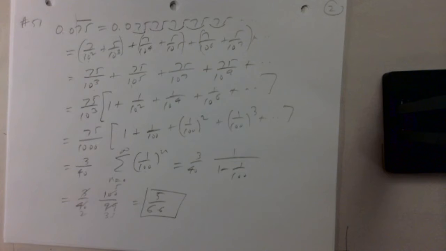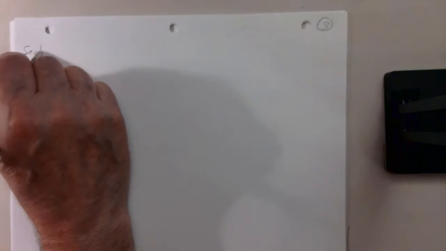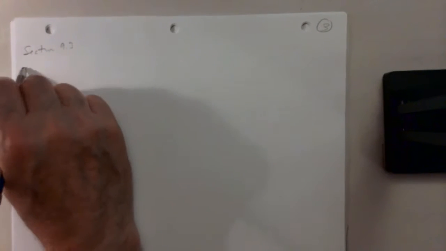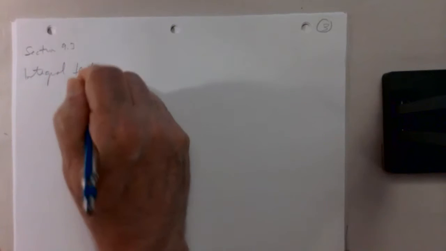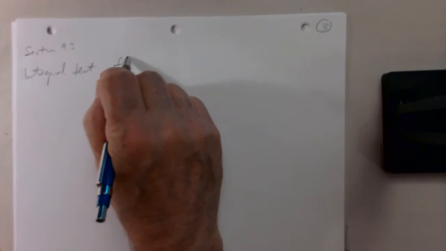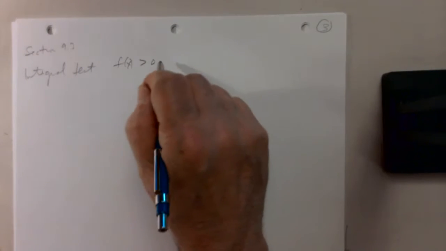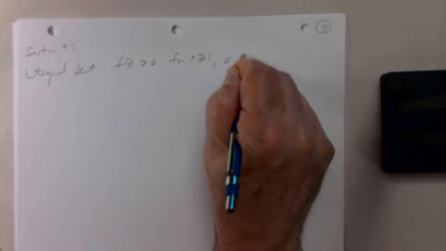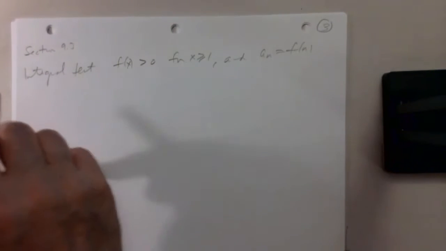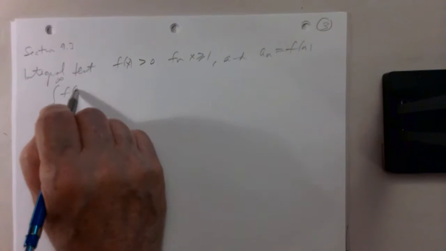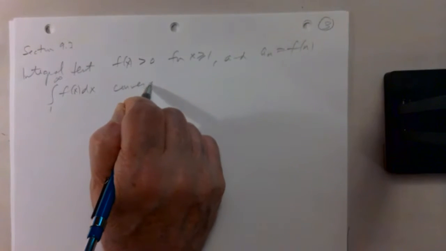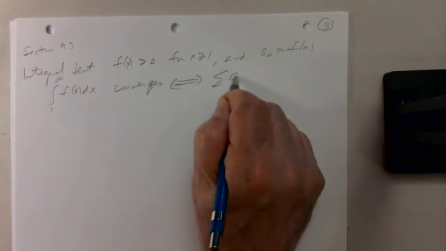Let me do a couple of problems that use the integral test in section 9.3. So the integral test says if you have a positive continuous function f of x, always positive continuous for x greater than or equal to 1, and we let a_n be the value of the function at n, then the improper integral converges if and only if the infinite series converges.